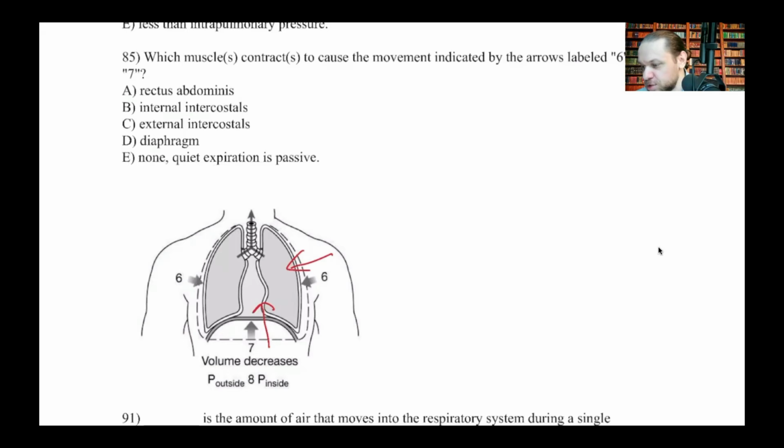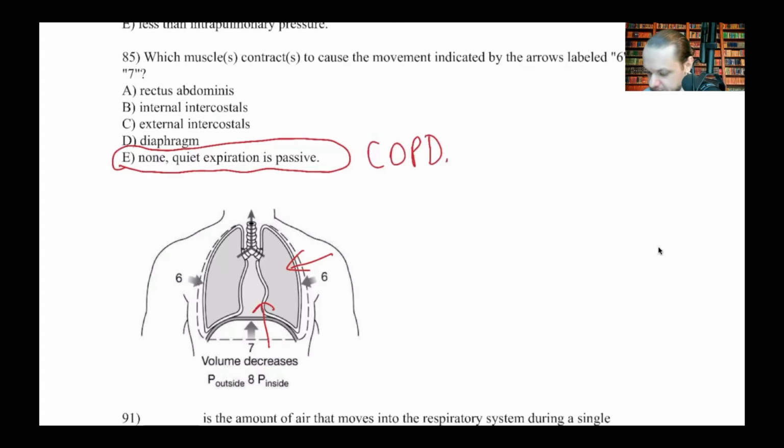Truly speaking, for 6 and 7 in a healthy person, this is essentially none. It's quiet, and expiration is passive. However, patients who have COPD become active and labor to get that air out, which is why they have barrel chest. They retain that air, so for them it's no longer passive. But for healthy individuals, 6 and 7 means you're exhaling, and E is correct: it's quiet, expiration is passive.